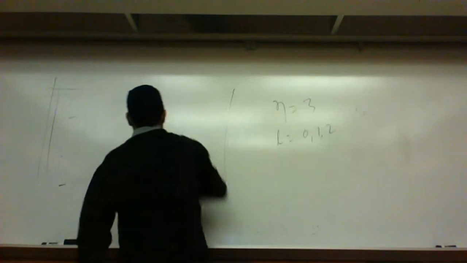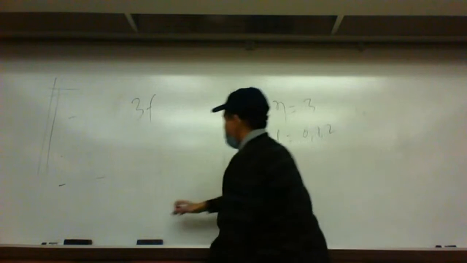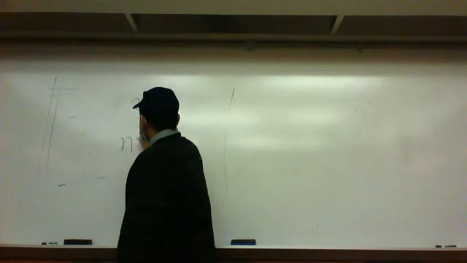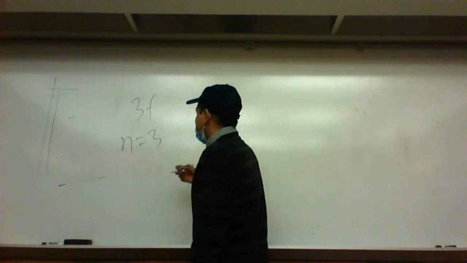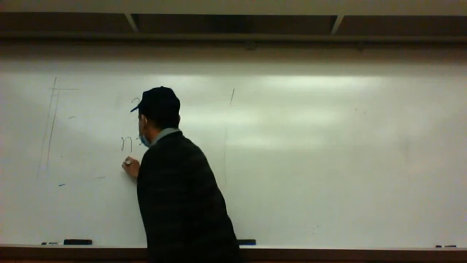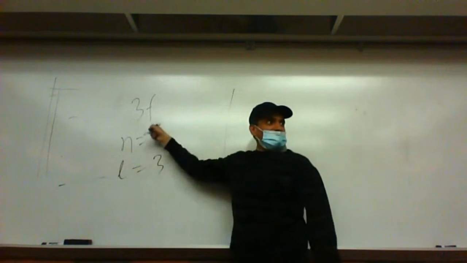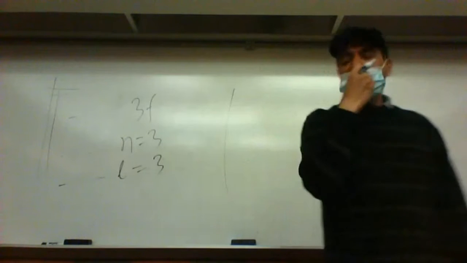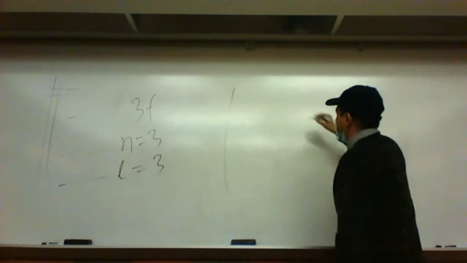Let's write the 3f. Is it possible or not possible? Here n equals 3. So S is 0, P is 1, D is 2, F is 3. So F is 3, so l is 3 here. Make sense? That's the azimuthal quantum number. Is it possible or not possible? Let's write all quantum numbers here.